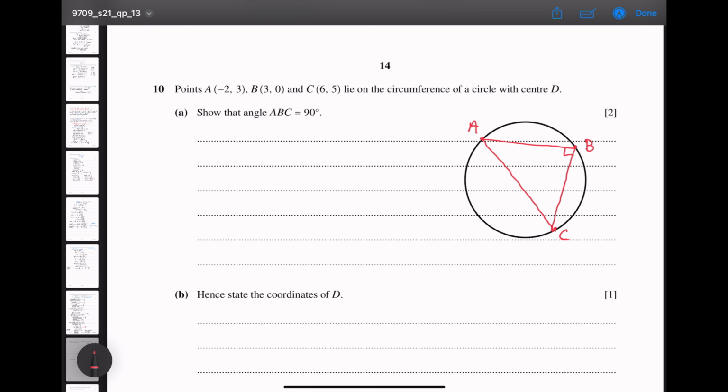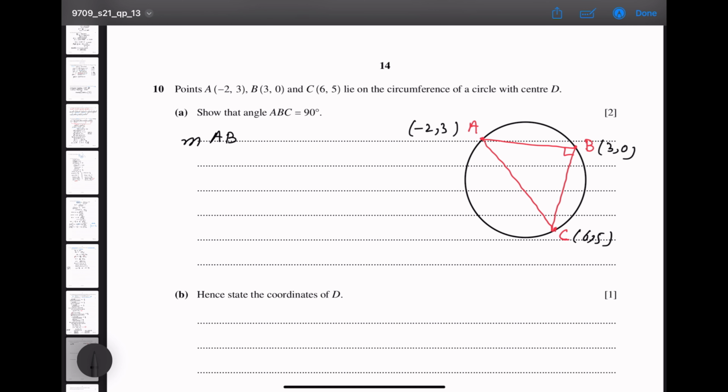Now we will find the gradients of AB and BC. If the product of gradients is equal to -1, then the angle must be 90 degrees. So first we will find the gradient of AB, M for gradient. The points are given. The coordinates of A are -2, 3, coordinate of B 3, 0, coordinate of C 6, 5.